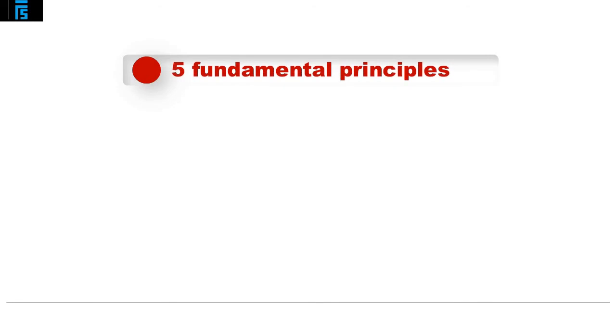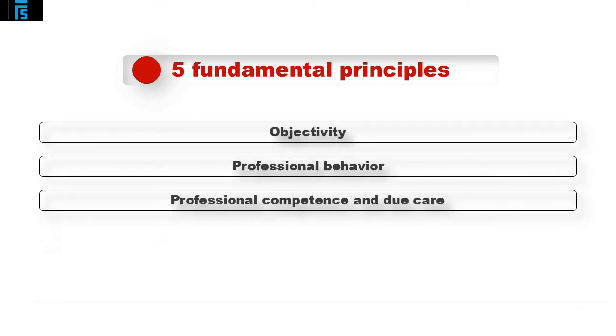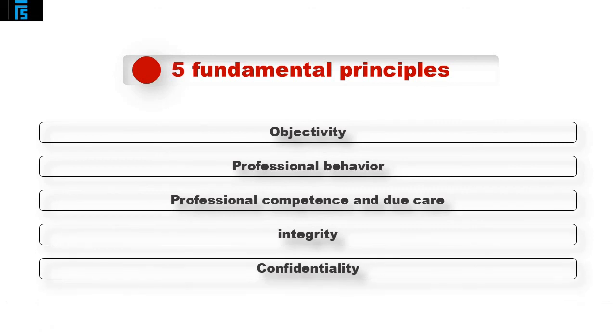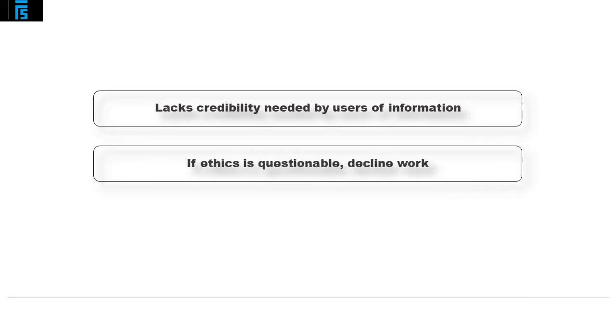In summary, for ethical standards to be maintained, the 5 fundamental principles should be followed and applied. If auditors do not follow them, the opinion they make on the financial statements lacks the credibility needed by the users of this information. If the auditors feel that their ethics would be called into question when working with a client, they should decline the offer to do the work. If it's an existing client, then they should resign.